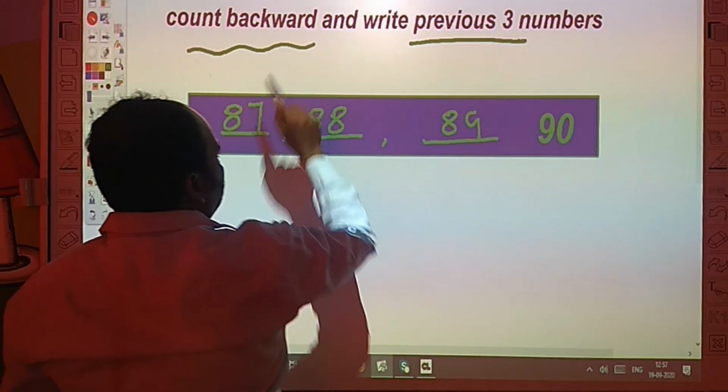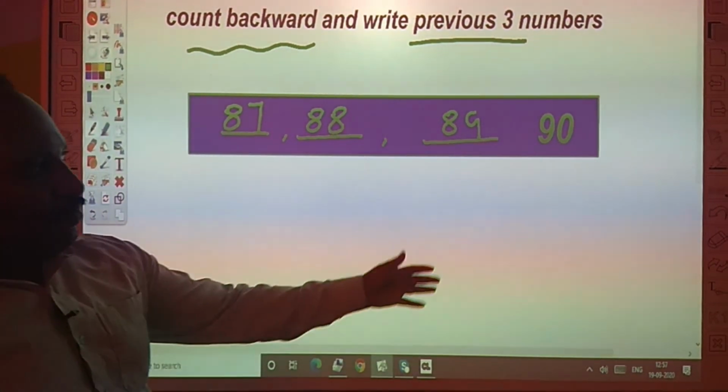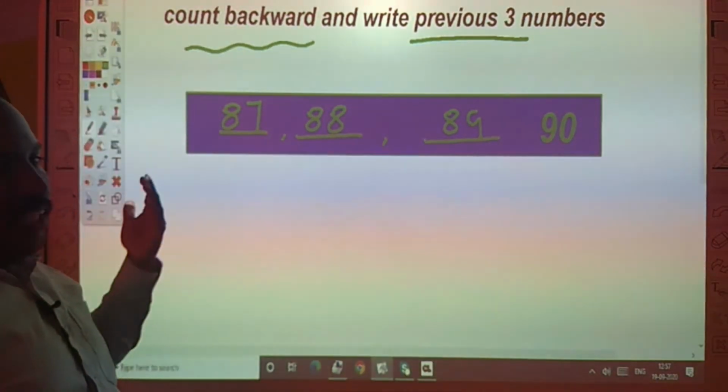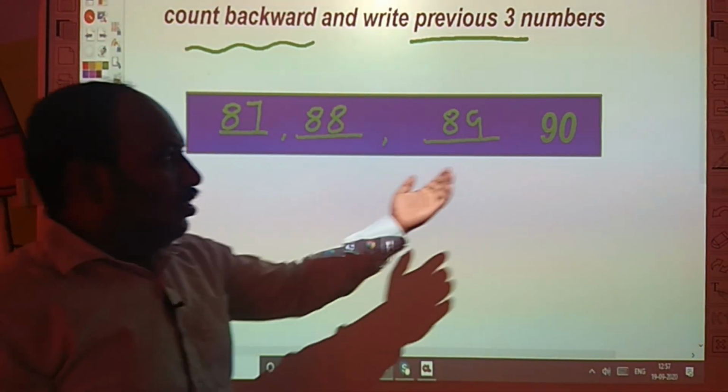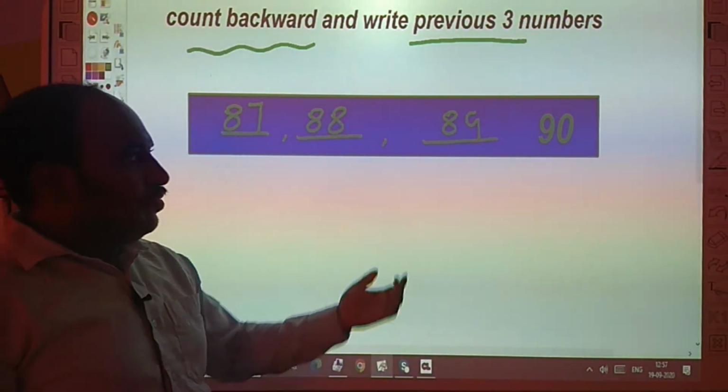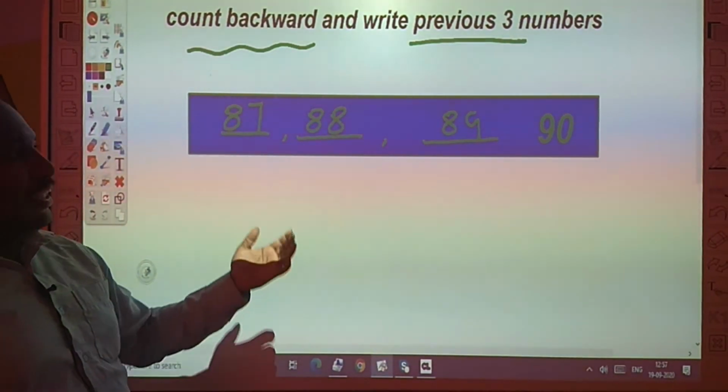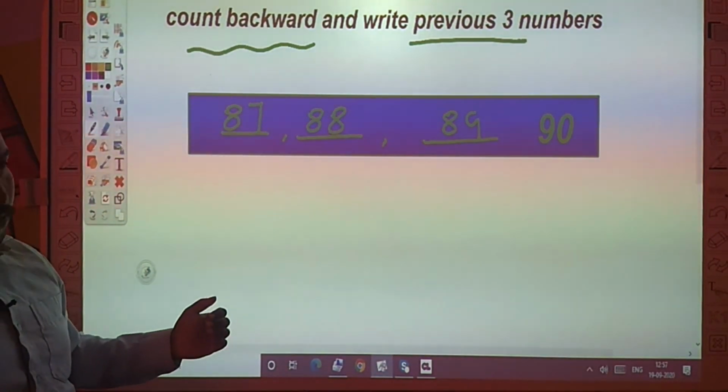Count backward previous 3 numbers. The given number is 90. You want the previous 3 numbers. Previous means front side. 90 before 89. 89 before 88. 88 before 87.